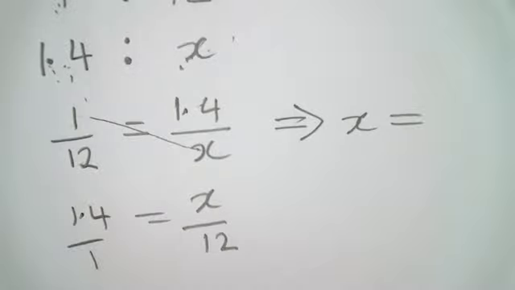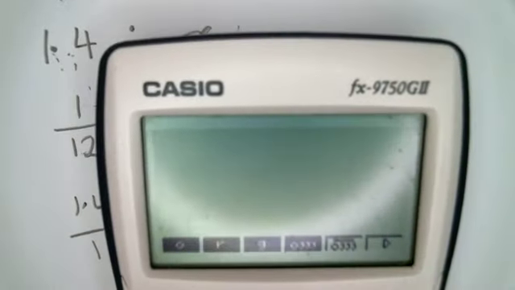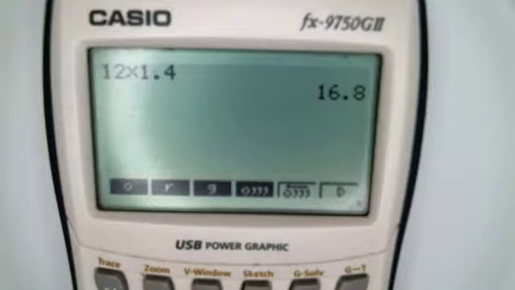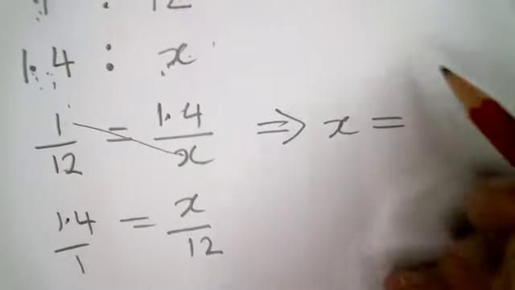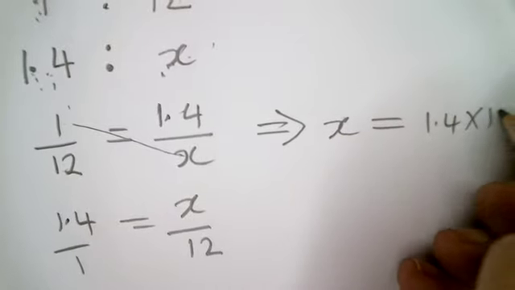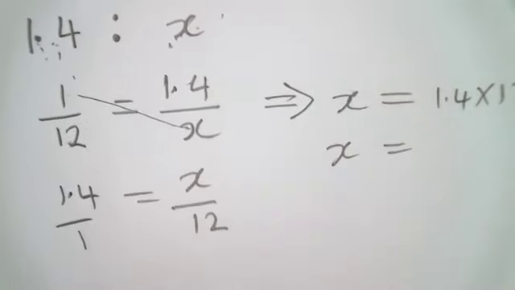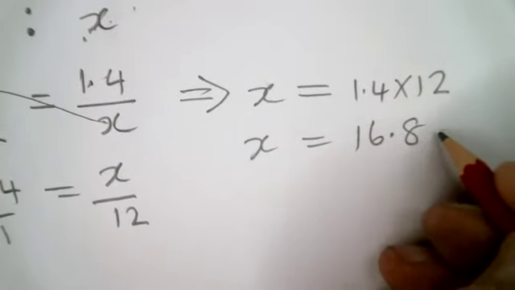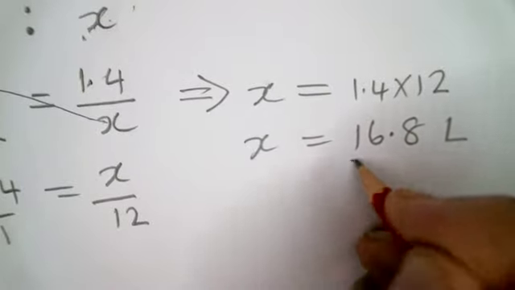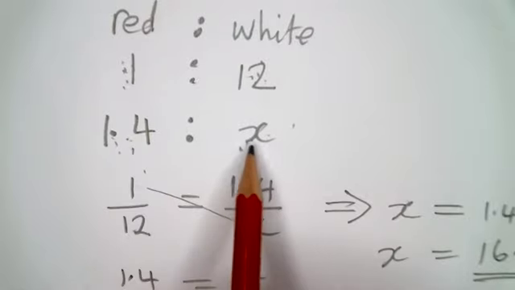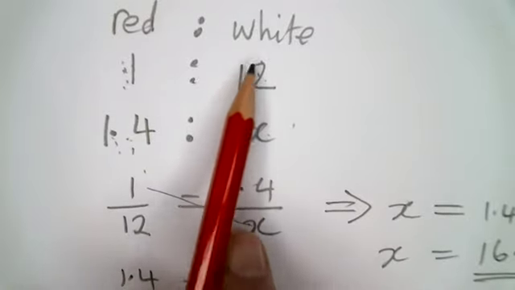Let's do it on the calculator so we can see it play out. 12 times 1.4, there it is. It's 16.8 is what we're looking for. I'll write it out. Okay, 1.4 times 12, so x is equal to 16.8. Now that would be litres, so we have a space and we have an L. So if we've got 1.4 litres of red, we're going to need 16.8 litres of white.